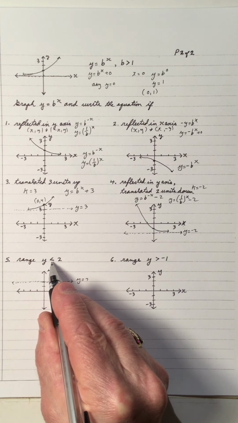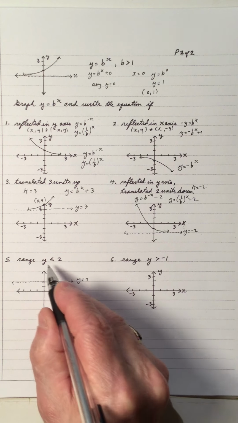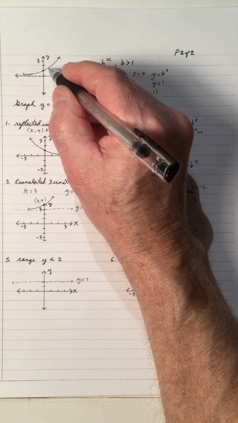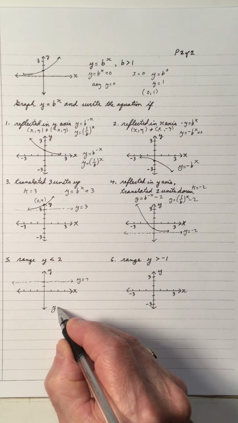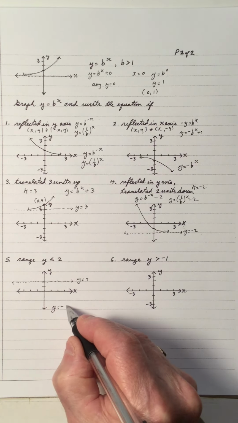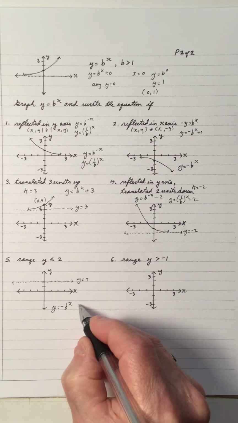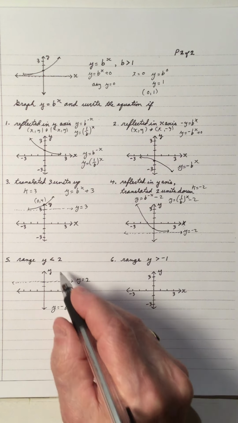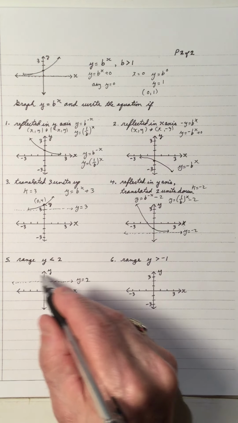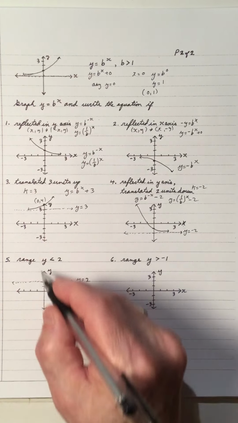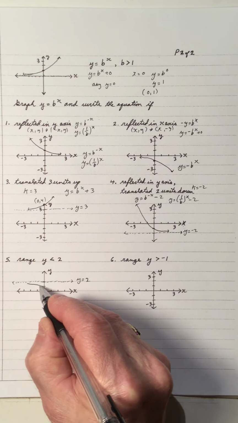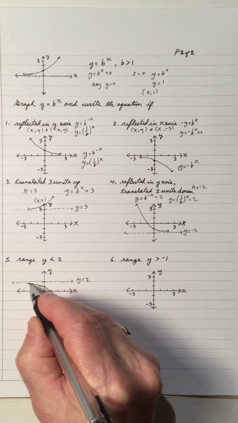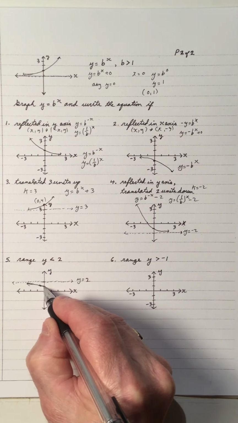I'm not reading it right. This is y is less than 2. The asymptote is 2. And less than is going down. So that means that there is a reflection. So that means the equation is y equals negative b to the x, plus 2. The range is going down from here, so it's reflected. Better be careful. Make sure I explain it right.